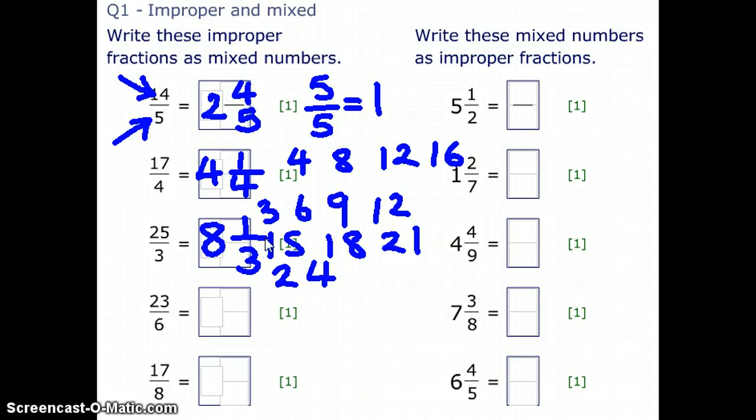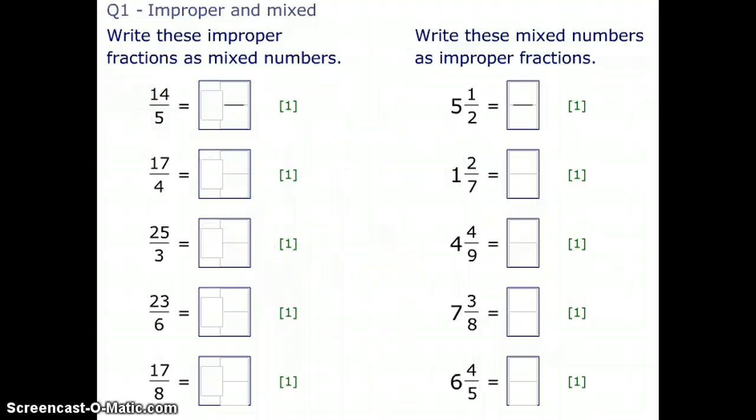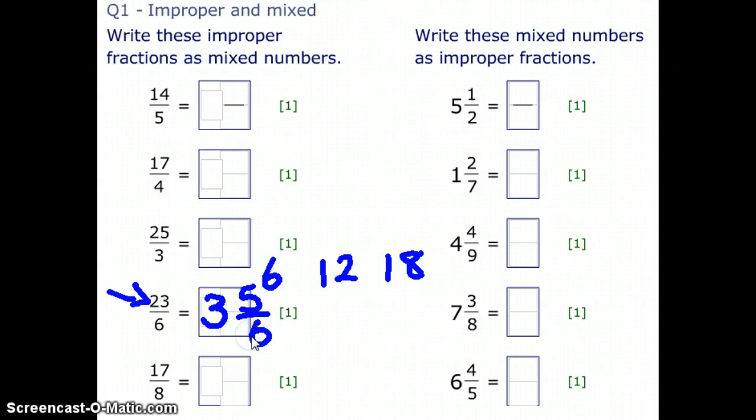Okay, let's have a look at another one then. 23/6. Again, let's write out our 6 times table. Just going to clear a little bit of space here. So 6, 12, 18. Again, I stop because I know my next one would be 24. That's too many. So I can only this time take out 3 wholes. How much have I got left? Well, I can take 18 out of that 23, and that leaves me with 5/6 remaining.